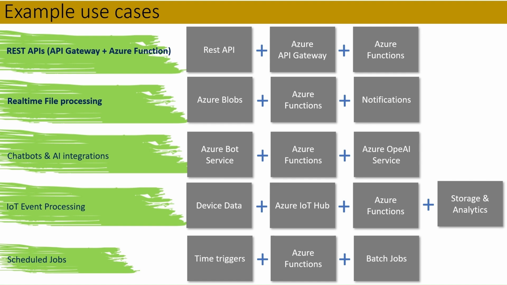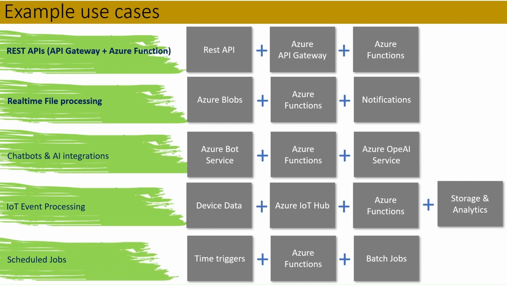The last one is related to cron-like tasks, that is, scheduled tasks. You can use a timer to trigger Azure function to run jobs on a particular schedule. This is ideal for batch processing, cleanup tasks, or periodic data sync without dedicated servers.